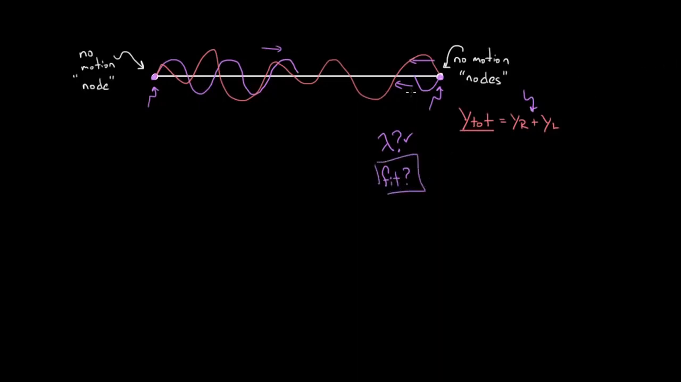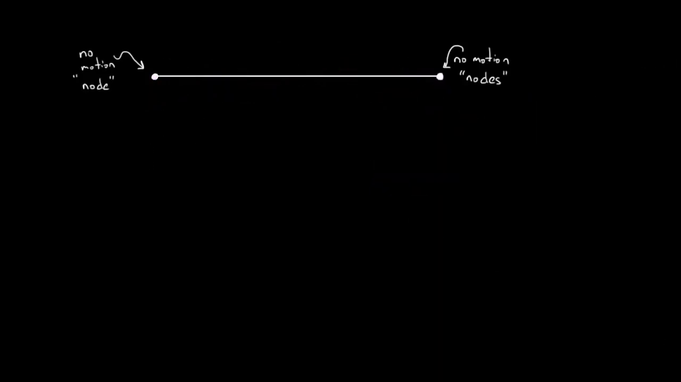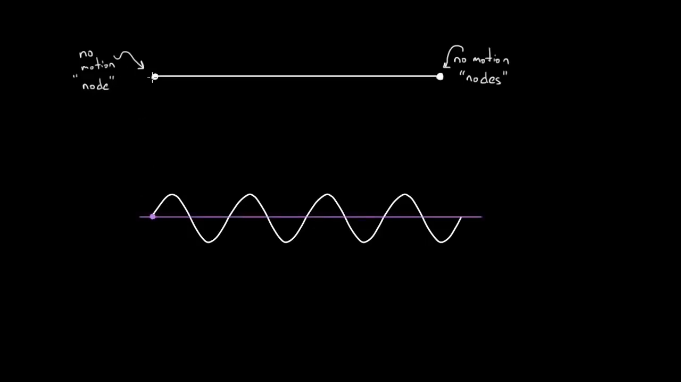So let's try it out. Let's get rid of all of this. All right, what wavelengths would fit in here? Well, we know what a simple harmonic wave looks like. It looks something like this. So the question we need to ask is, if we start at the 0 point, because I want to make sure I have a node at the left end, what might the shape of this graph look like so that I reach a node at the other end as well?